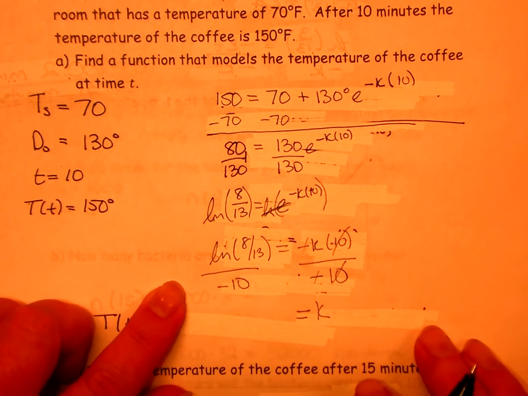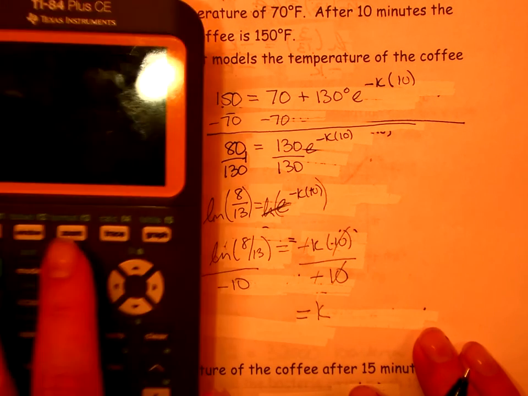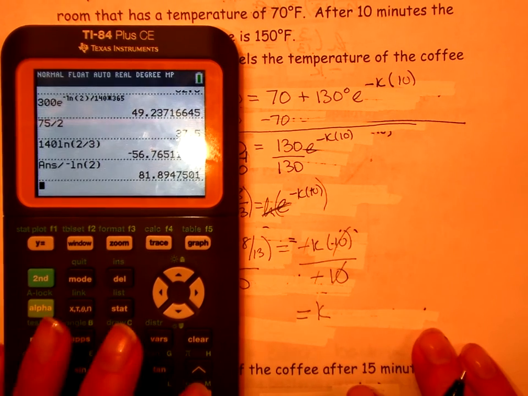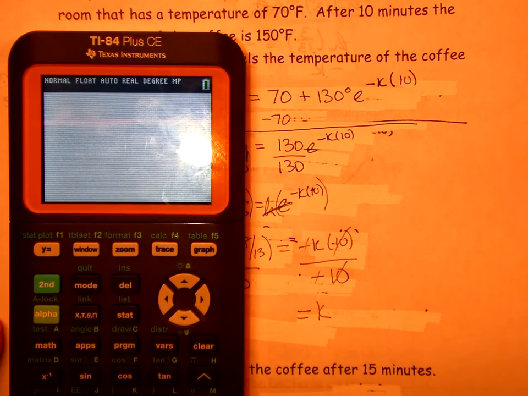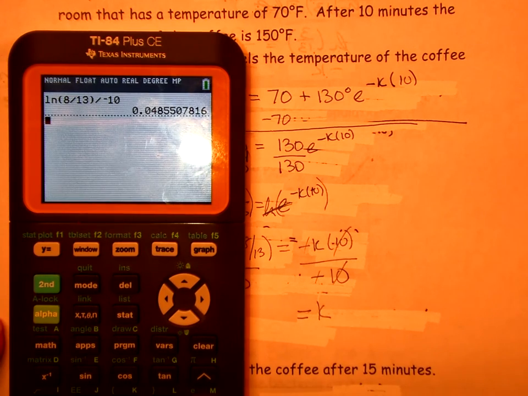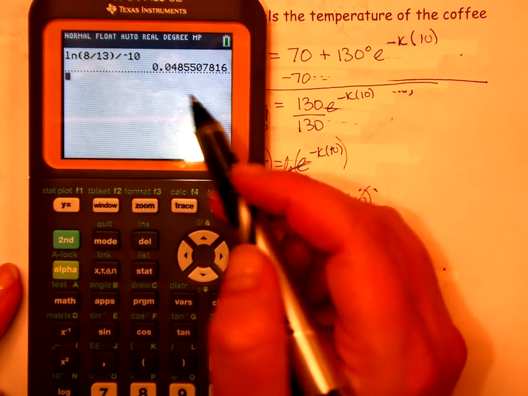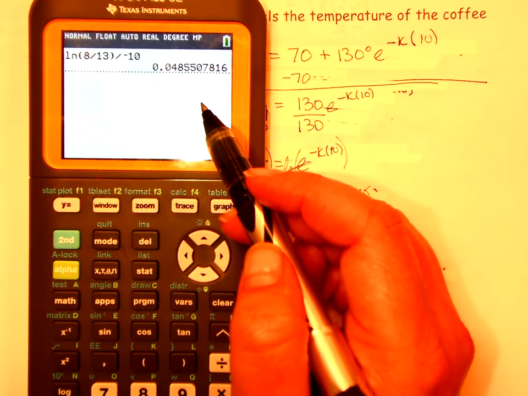So I'm going to plug this into the calculator. All right, I'm going to show you a trick too. So k is ln of 8/13 divided by negative 10, right? Now, it is important that we use all of these decimals, right?